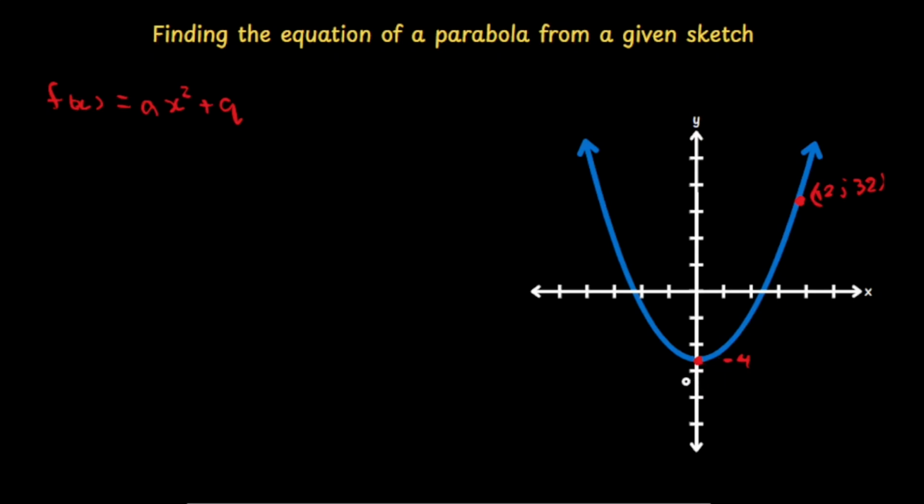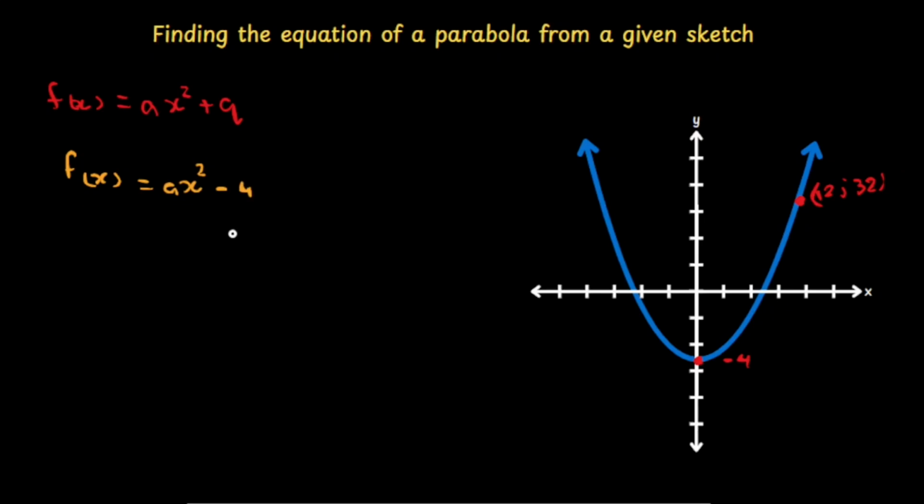Firstly, what we can see is that we have our y-intercept. Now, our y-intercept is quite important because that is also our vertical shift, and that directly corresponds with the q value. So there you go, you already have one value to substitute into this equation. If I substitute that into the equation, my equation would now be f of x is equal to ax squared minus 4, because we have shifted the original parabola down by 4 units.